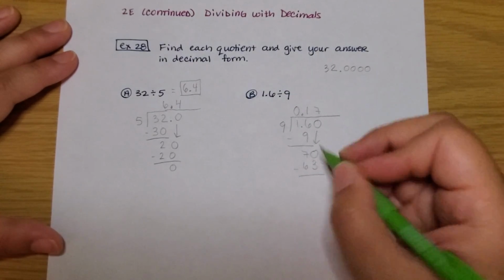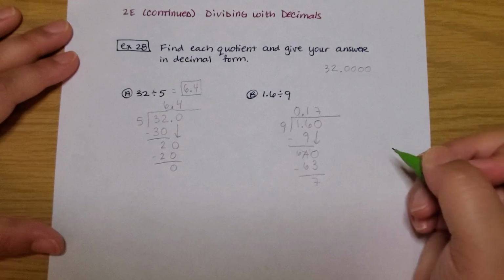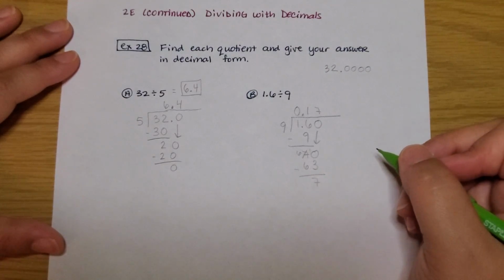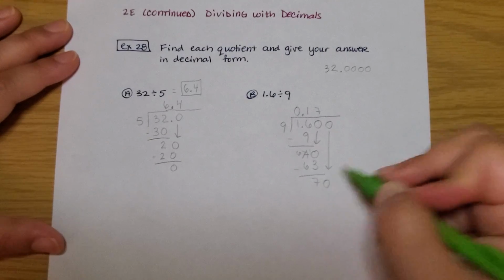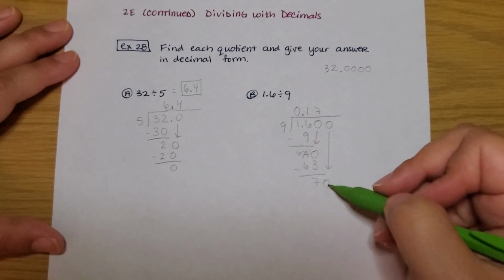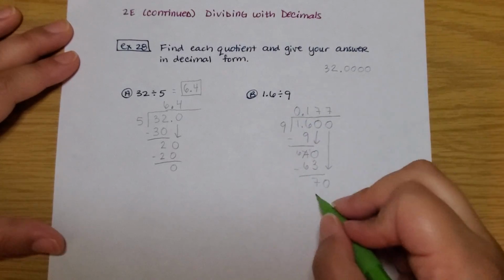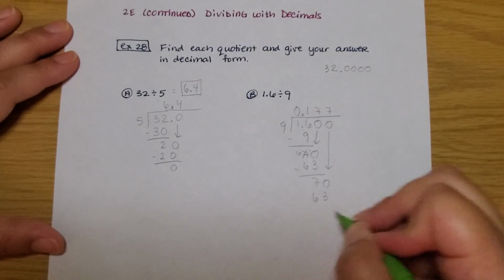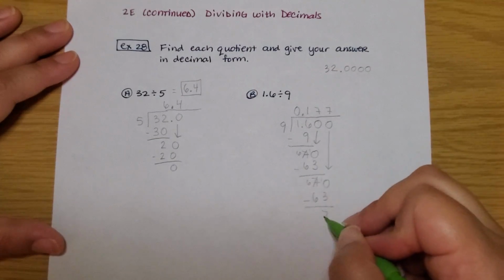Then I'm going to subtract, and I didn't get 0. So I'm going to add a 0, bring it down. 9 goes into 70 7 times, because 7 times 9 is 63. Going to subtract that, and I get 7.